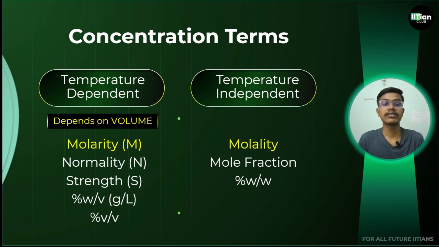Temperature dependent properties are which depend on the volume. Volume changes with temperature, so the properties which depend on the volume change with temperature. You can note molarity, normality, strength, percentage weight by volume, percentage volume by volume are temperature dependent, and molality, mole fraction, and percentage weight by weight is temperature independent.